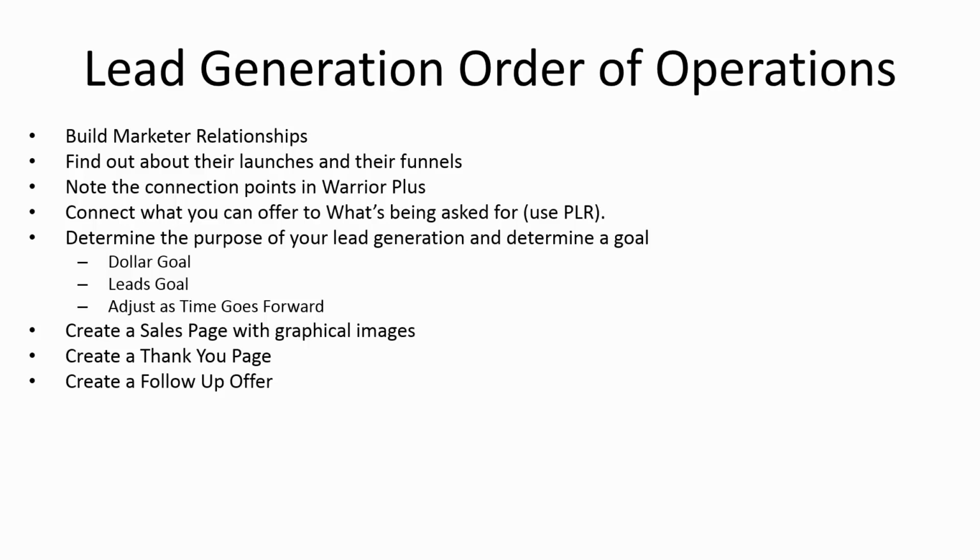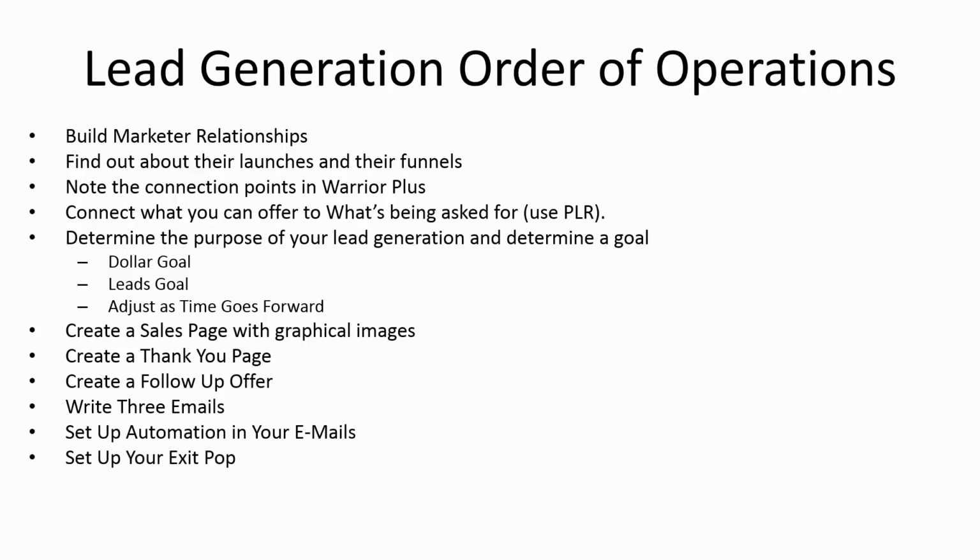Well, you're not always going to have a follow-up offer. Sometimes if you want to make sure you've got an upsell, this is what you use your PLR to do. And we're going to be talking about making sure we have a follow-up offer, and then placing that inside of our funnel. Okay, we're going to make sure we get 3 emails written. In other words, we want to make sure that we have something that's going to be ready to go that at minimum tells our customer who we are and what they can expect. We're going to set up automation, and then we're going to set up an exit pop.